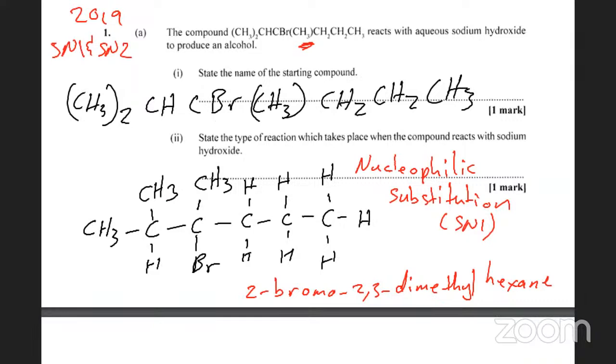Look at the carbon to halogen bond. Look how many carbons are touching this carbon that is attached to bromine. This carbon is touching it, this is touching it, and this carbon. So three carbons are directly in contact with the carbon atom attached to bromine. That is why it is a tertiary haloalkane. Three carbons directly touching it, that is tertiary.